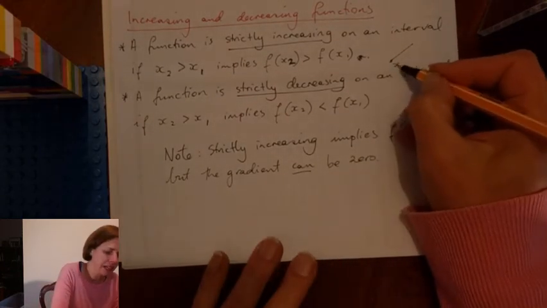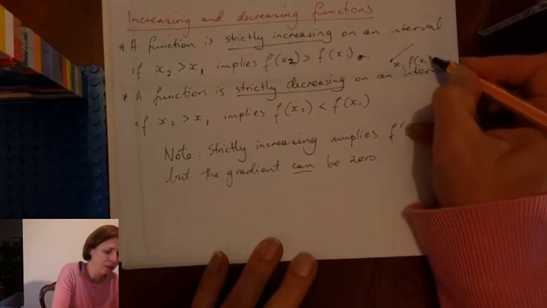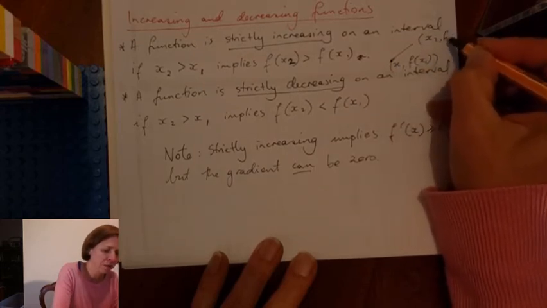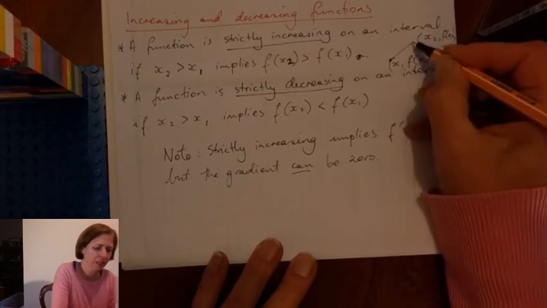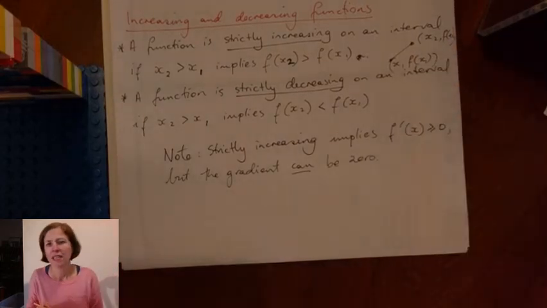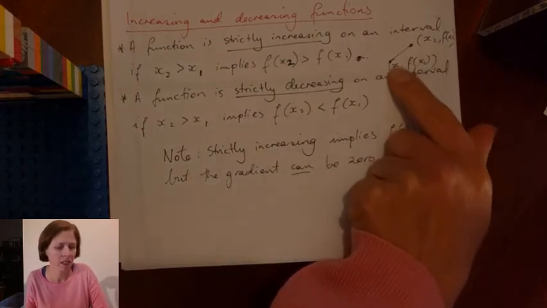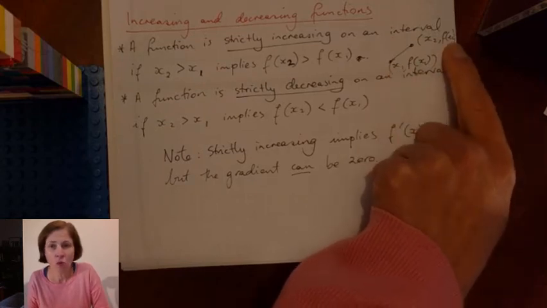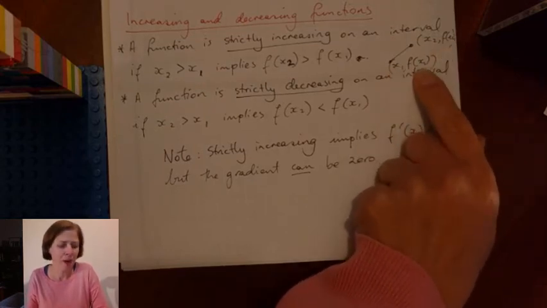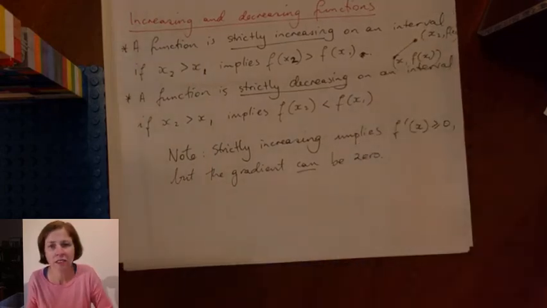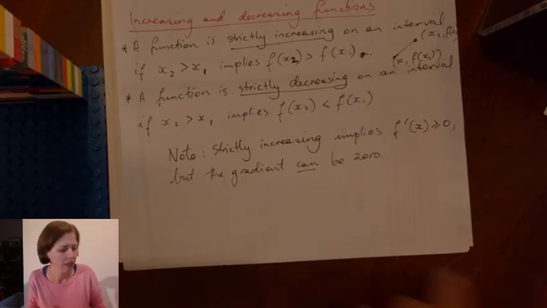Here's x1, f of x1, that's the first point. Here is x2, f of x2, that's the second point. If the second x value is to the right of the first x value and the second y value is above the first y value, then my function has increased. Think of increasing as positive gradient, okay?